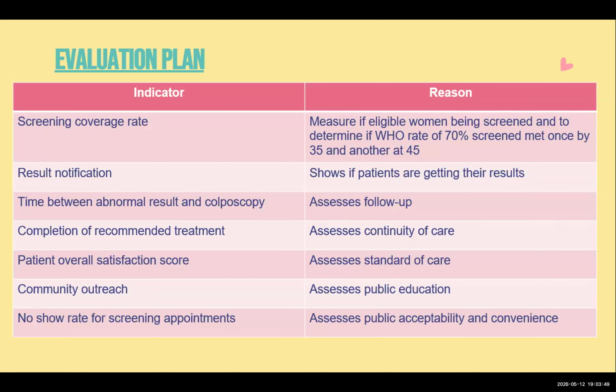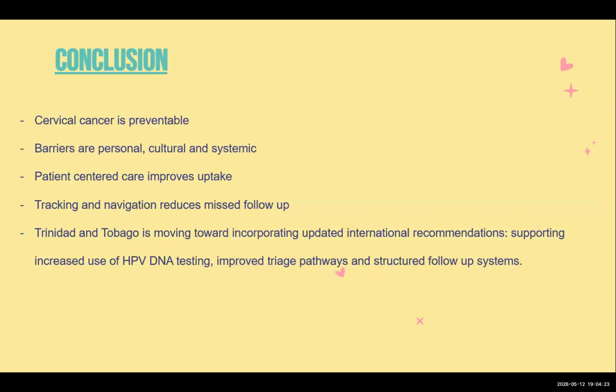So the evaluation plan, so the key indicators would be things like your screening coverage rate, as Mitra would have mentioned, ideally coverage should be greater than 70% of your target population. Results notification, monitoring the time between abnormal results and colposcopy, completion of recommended treatment, patient overall satisfaction score, community outreach, the no-show rate for screening appointments, as well as monitoring the reduction in advanced cervical cancer over time. Next slide.